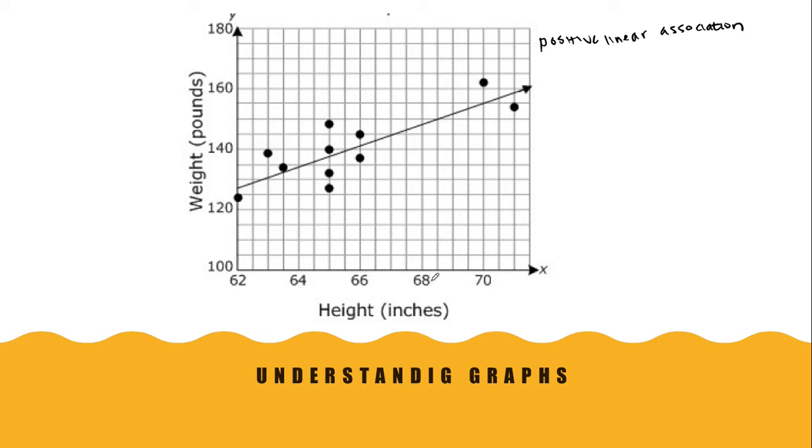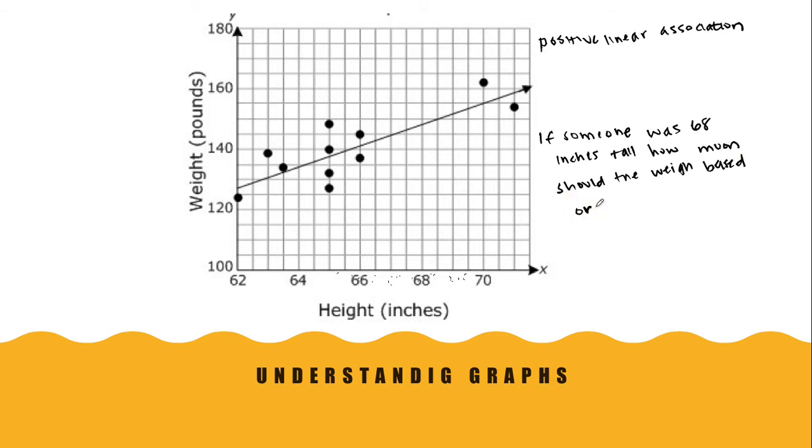So what we're doing is we're not just making a trend line, we're making predictions from the trend line. So here's my question. If someone was 68 inches tall, how much should they weigh based on the trend line? If someone was 68 inches tall, how much should they weigh based on the trend line?